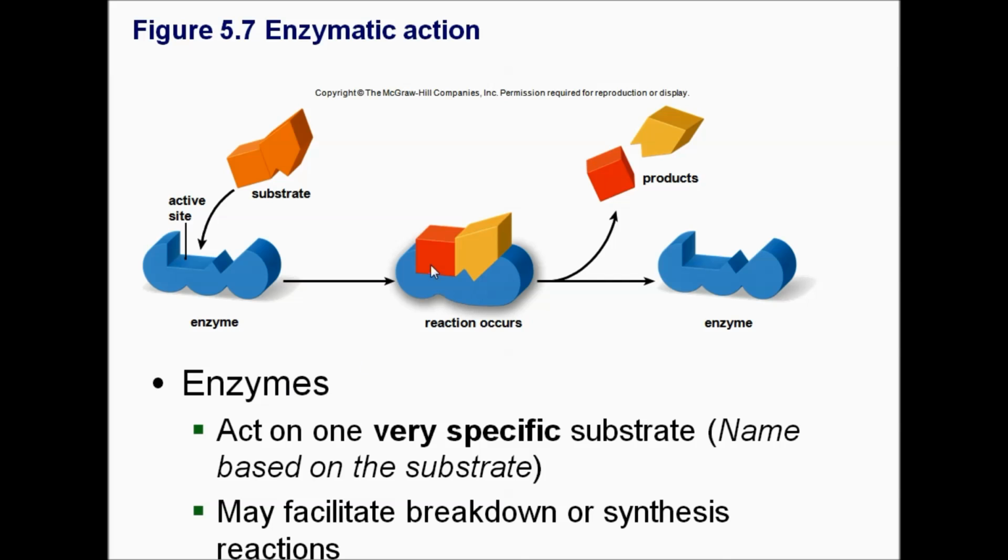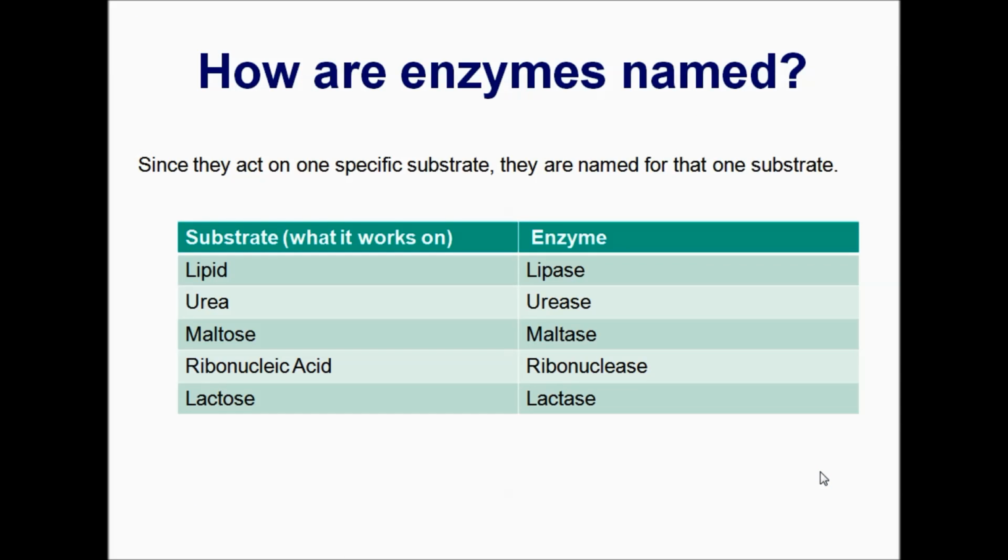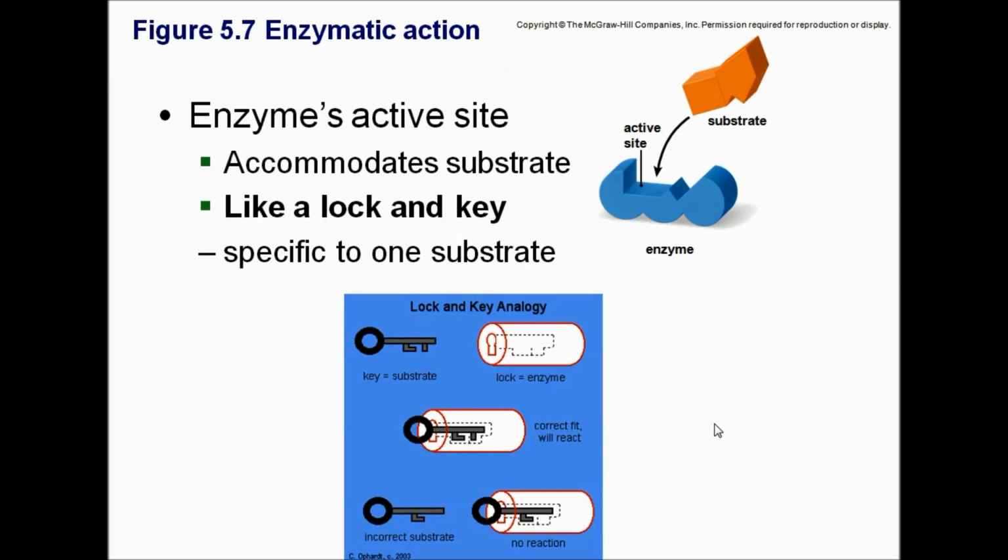Enzymes are very specific, as you can see, a lock and a key, so they are named by the substrate they work on. Whatever that substrate is that they're working on, that's what their name is, with an -ase on the end usually. Such as this: lipid, lipase, urea, urease, maltose, maltase. Get the drift? So I talked about it being a lock and a key. It's very specific to that one thing. It doesn't do anything but that.